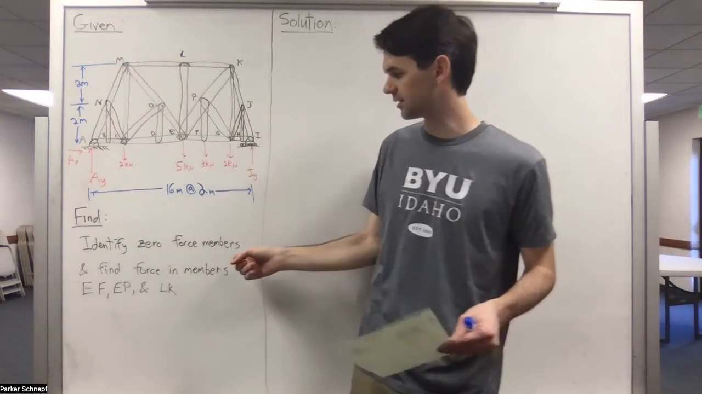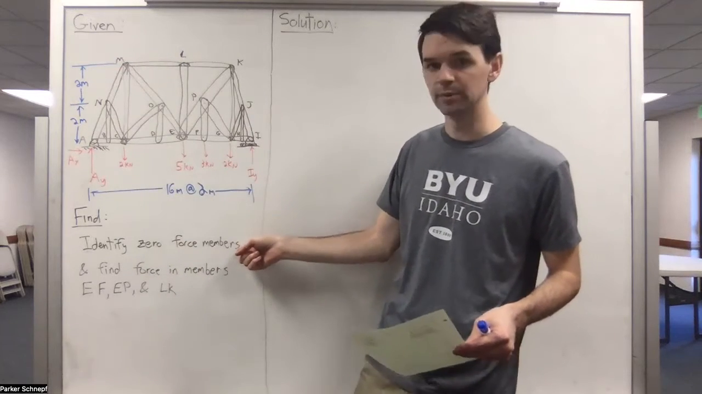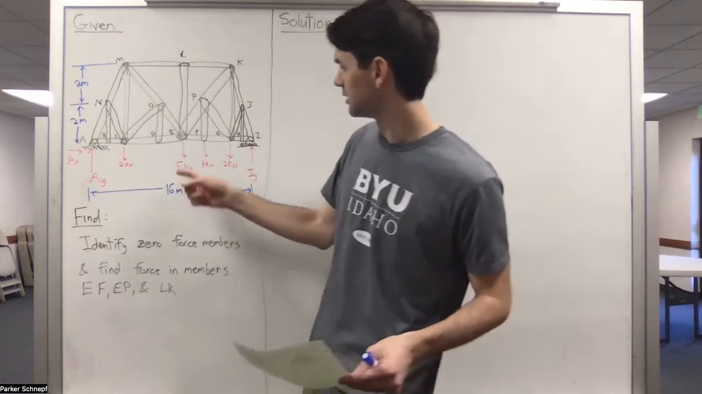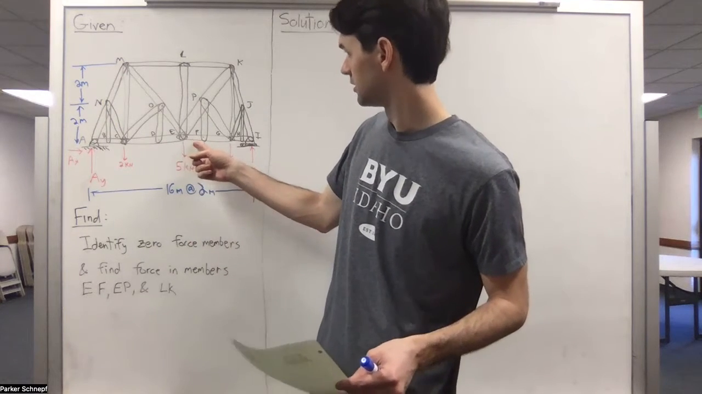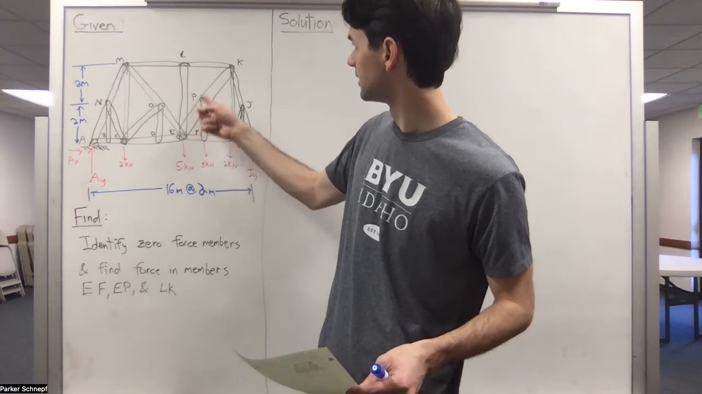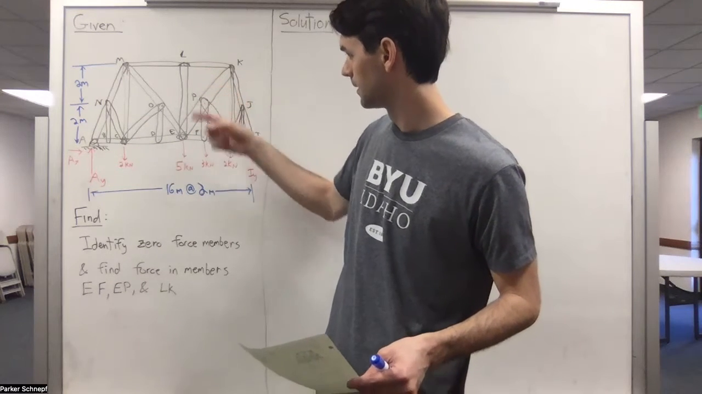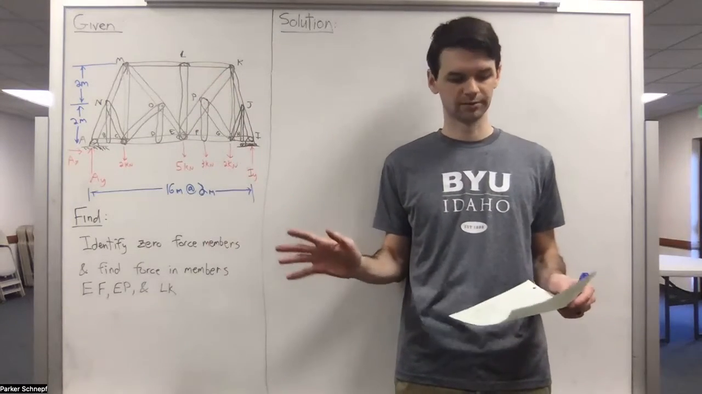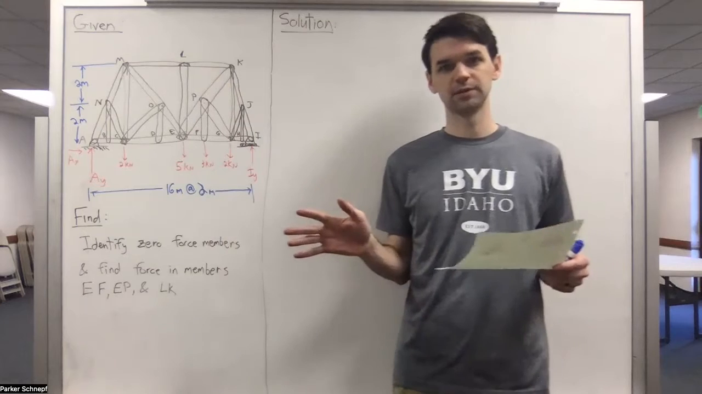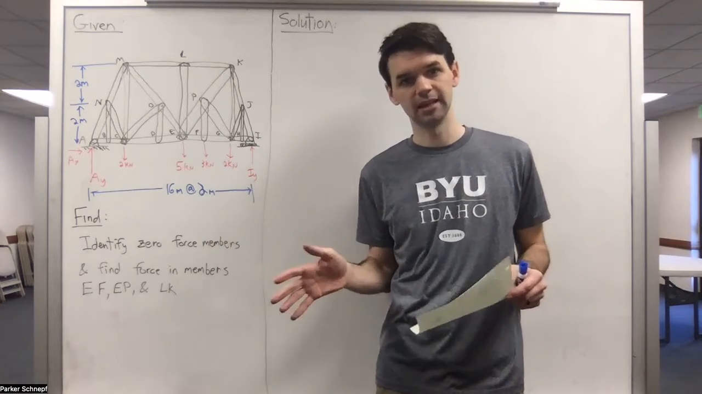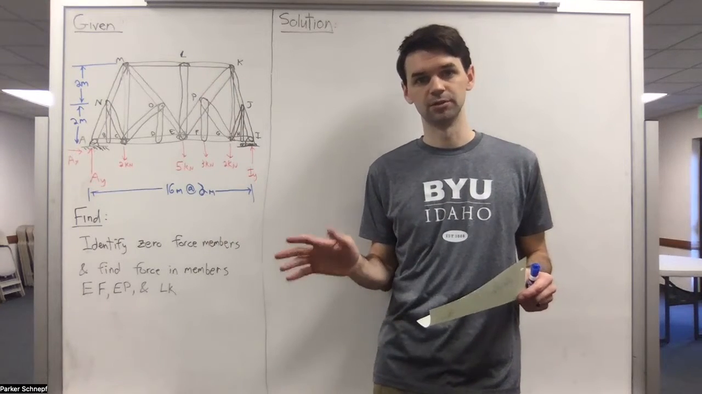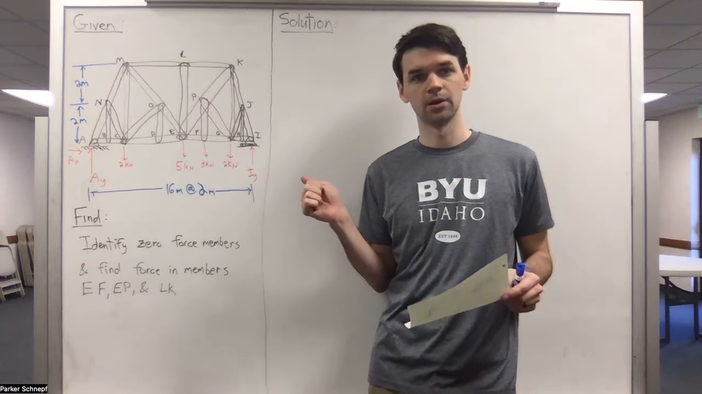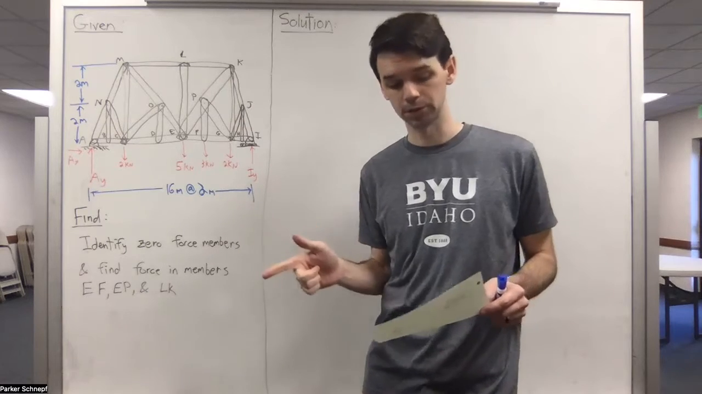And what we're asked to find is they want us to identify all the zero force members and to find the force in the members EF right here, EP, which is right here, and LK, which is up here. So we aren't being asked to find all the forces, just those three specific ones. So the process with these sort of problems, we start out the same as with the method of joints. We're going to find our zero force members, and we're going to find our reaction forces first.